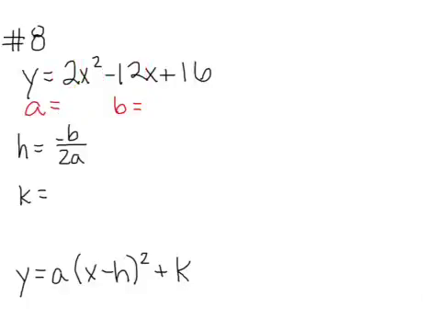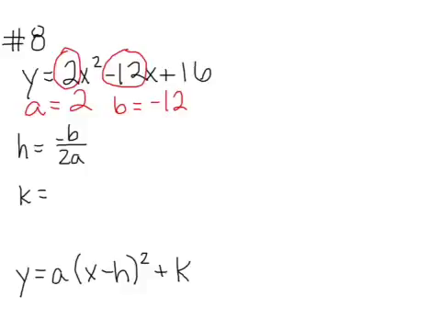Okay, in this video we're going to look at number 8. Number 8 is currently in standard form, and we're going to put it into vertex form. The very first thing that we have to be able to do is pick out A and B out of the standard form. A is whatever is multiplied by your x squared term. In this case, A is 2. B is whatever is multiplied by your x term. In this case, negative 12.